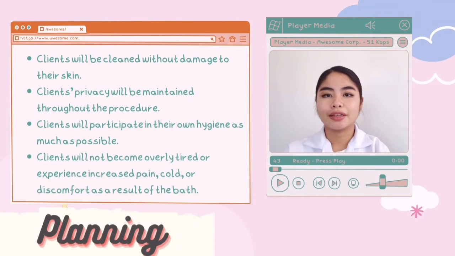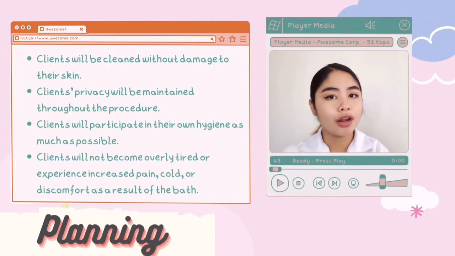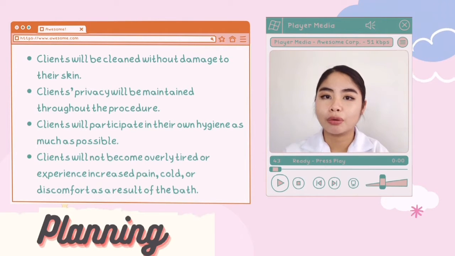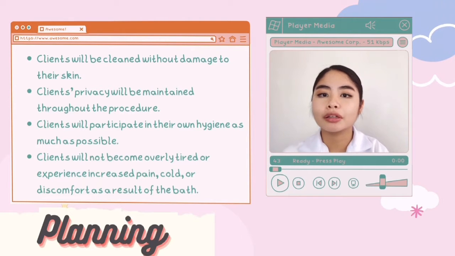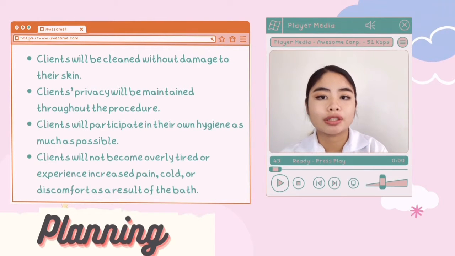For the planning, the expected outcomes for this procedure include: 1. The client will be cleaned without damage to their skin. 2nd, the client's privacy will be maintained throughout the procedure. 3rd, the client will participate in their own hygiene as much as possible. And 4th, the client will not become overly tired or experience increased pain, cold, or discomfort as a result of the bath.